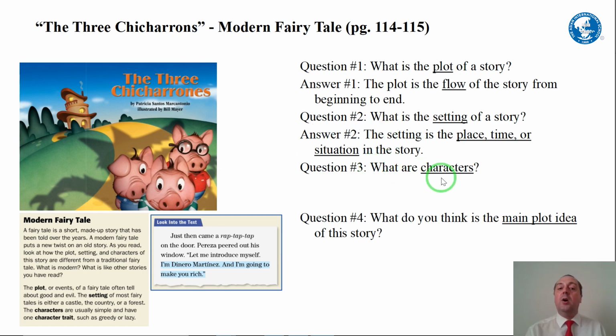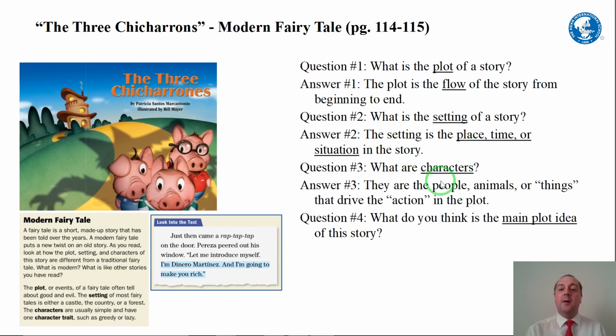And then what are characters? Do they have to be people? No. They are the people, animals, or things that drive the action in the plot. The plot is the flow of the story, but something or someone needs to make them happen.